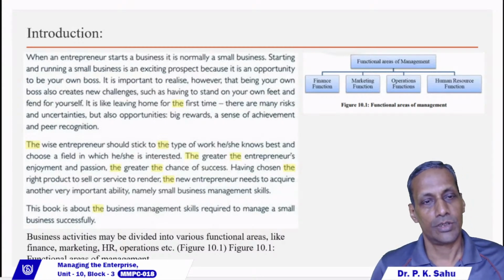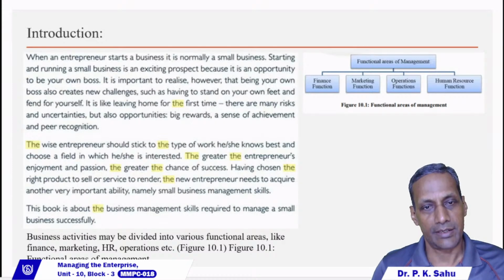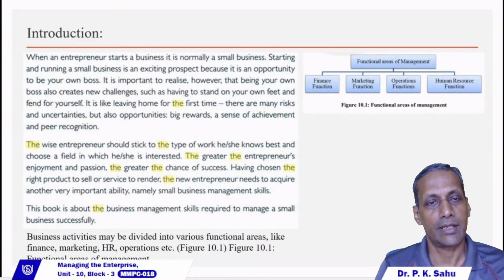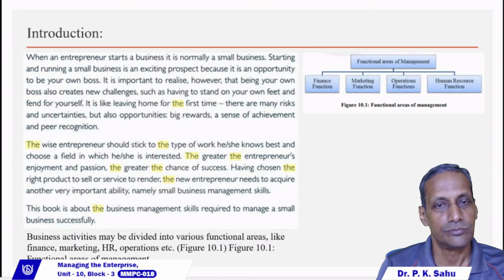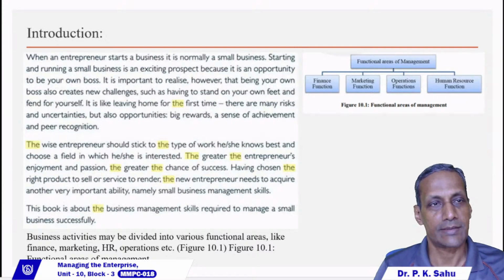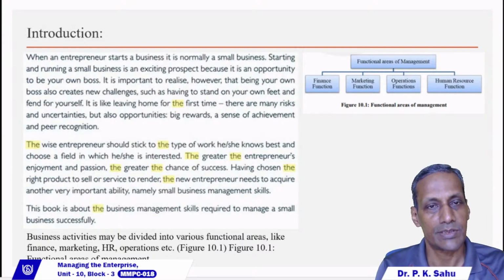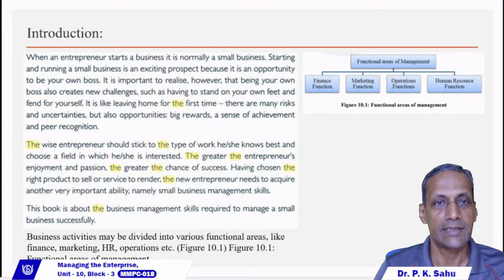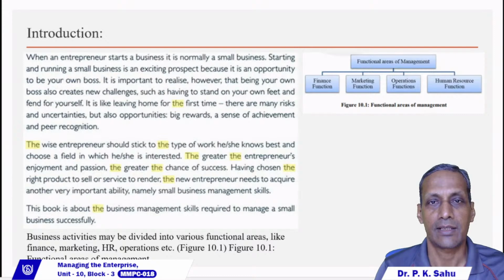As I told you, an entrepreneur, in order to run a new venture, has to manage the show as a manager. So he needs to understand what management is all about, and he needs to understand the various business functions, so that he can run the show called the enterprise. When an entrepreneur starts a business, it is normally a small business.